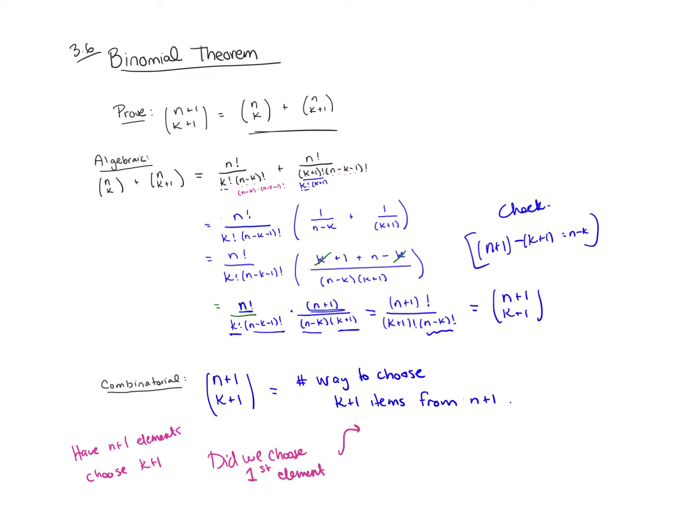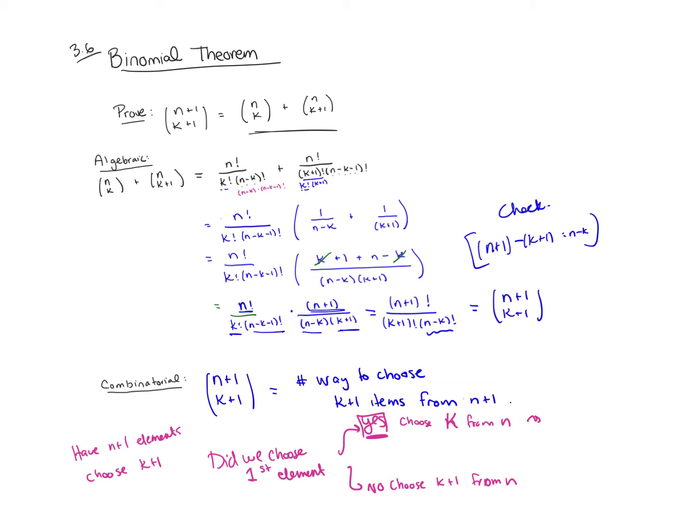Well, we either did choose it or we didn't choose it. So we have these disjoint sets. If we did choose it, now I need to choose k more items from the n that are left, because I already have that first item. If I didn't, then I still need to choose k plus 1 from the n that are left.